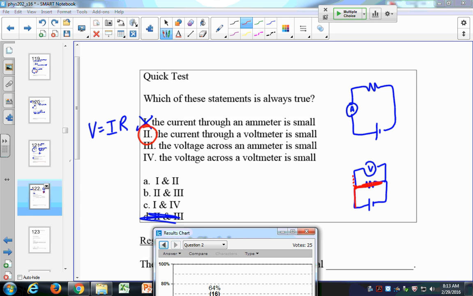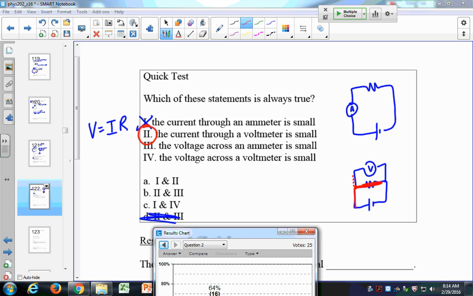If the current was big through a voltmeter, that would just throw your whole circuit off. It's like the resistor wouldn't even be there anymore. So you want to have a voltmeter in your circuit such that it doesn't really impact the circuit. And you do that by having a high resistance voltmeter. It has a very large shunt resistor, which causes it to draw a very small current. Notice if R is really big, I is really small. So number 2 is necessarily true.